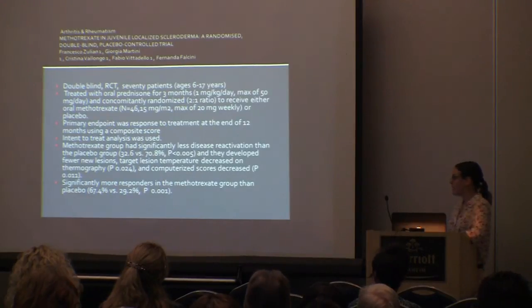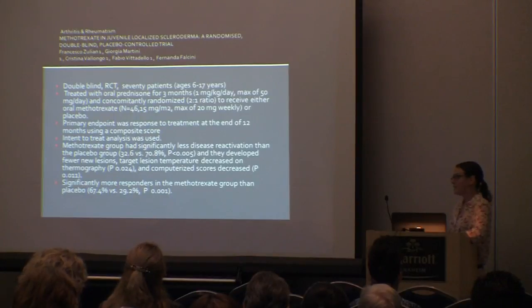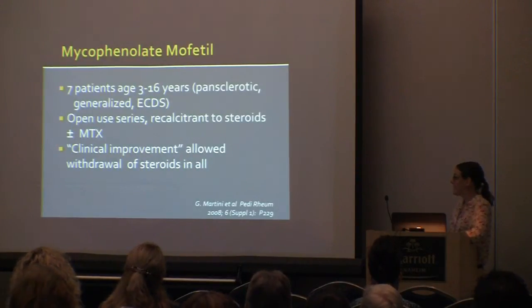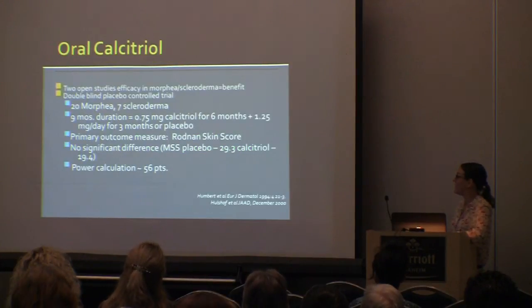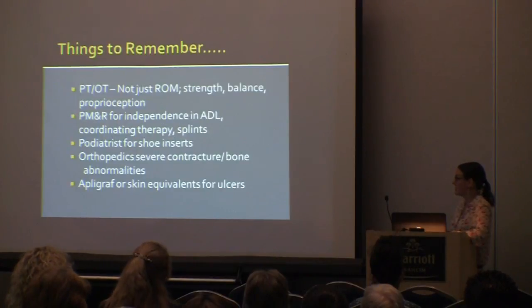So the methotrexate was very important in preventing recurrence of the morphea, and is currently recommended for moderate to severe morphea. CellCept is another drug that is used for people who can't use methotrexate. We're not sure how well it works. I will tell you, we do not recommend the use of Plaquenil or hydroxychloroquine. There's no support or evidence that it does anything for people with morphea. The same is true of oral calcitriol, which is a vitamin D derivative.